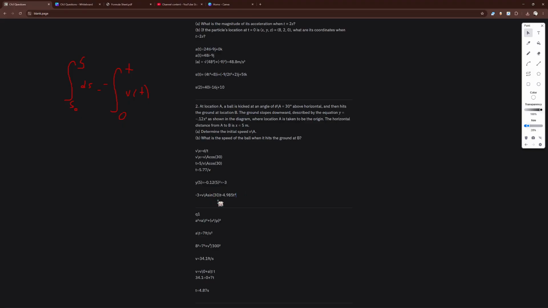Now, if you're noticing something, we have a VA here. We have a t here. Or I said I was just going to call this v, right? We can plug in t. From here, we can plug it into here. So let's do that. Negative 3. V's cancel. So it's just going to be 5.77 sine 30 minus 4.905 times 5.77 over v squared.